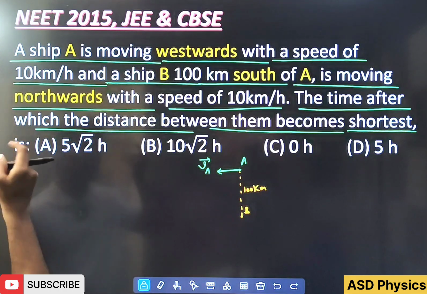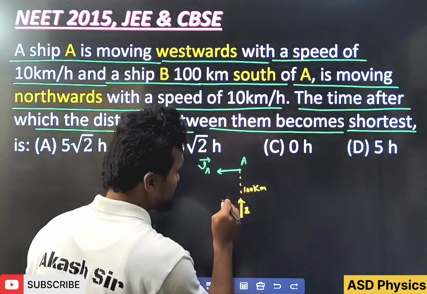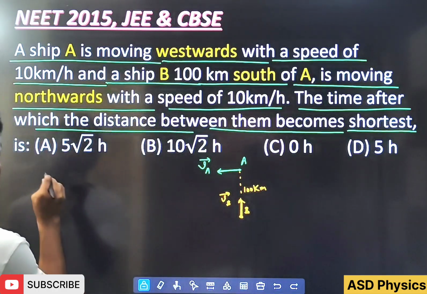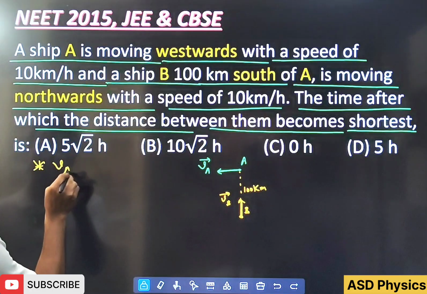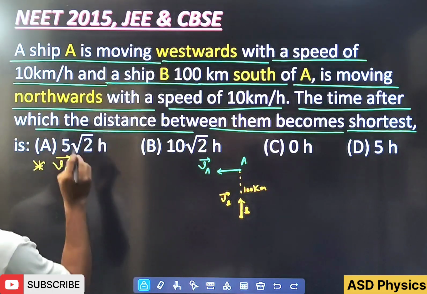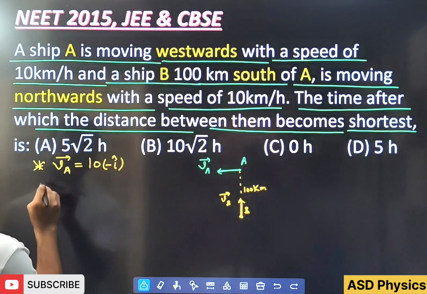You can see very well, north direction here. This is the north direction, this is the velocity of B, north direction. So we can write here, velocity of A is given by 10, and the direction you can see here is minus I cap.